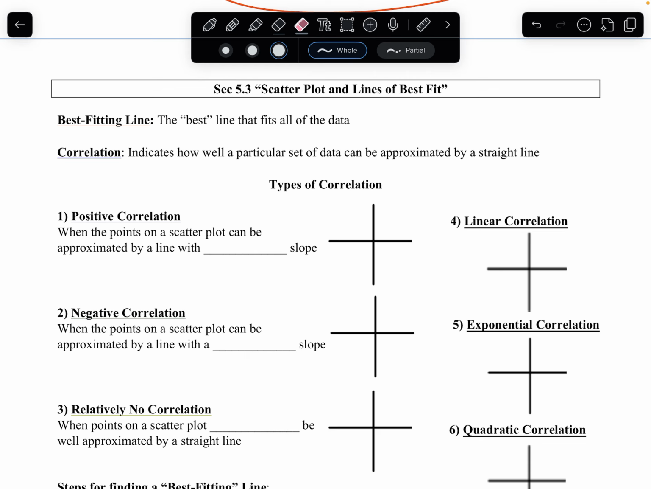So a scatter plot is literally what it means. It's a scattering of data. You should have seen them at some point before this class. What we're going to be focusing on more, though, is a line of best fit. It's a best line that fits all of the data, and it indicates how well a particular set of data can be approximated by a straight line.